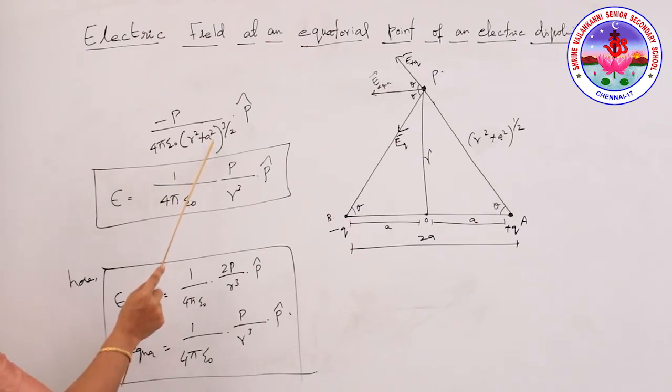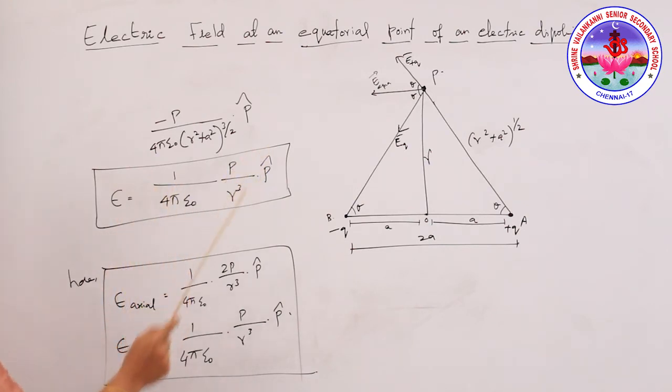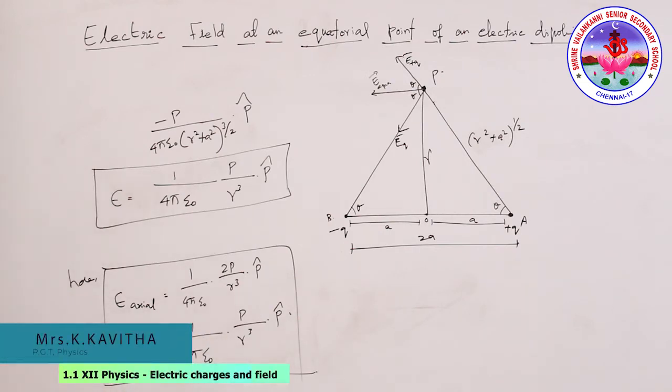So that we do not want to consider, only we can take the r value. So, E equatorial is 1 by 4 pi epsilon naught, p by r cube, into p cap. As we know, E axial is equal to 2p by r cube, that is this value is k, so k 2p by r cube into p vector, p cap, and the E equatorial is 1 by 4 pi epsilon naught into p by r cube. So, E axial is equal to 2 times the E equatorial.